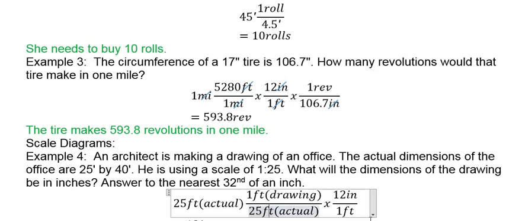So in this particular case, a lot of things cancel out because not only do the feet and the actual cancel out, so does the 25. So we're left with 1 foot times 12 inches, and then the foot here cancels the foot. We're left with 12 inches.